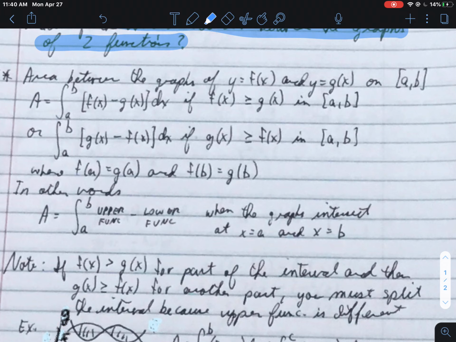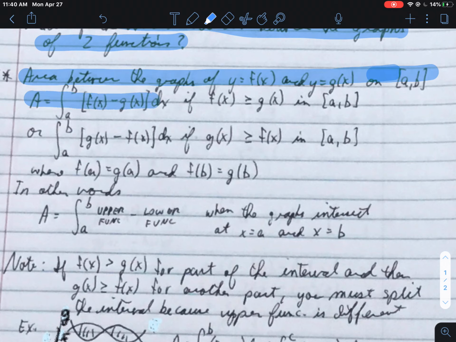Terminology, notation, again, be careful here. I'm looking at the area between the graphs of these two functions, y equals f of x and y equals g of x, on our interval from a to b. So again, we'd set up our integral to calculate the area from a to b, from lower to upper limit, left to right. And I think this reasonably makes sense.